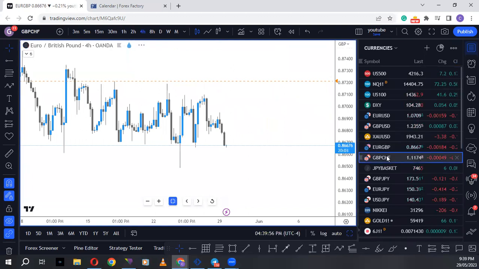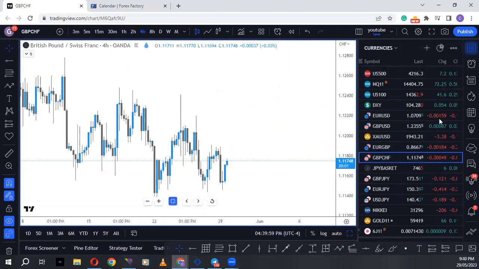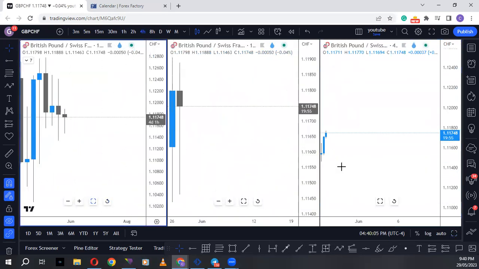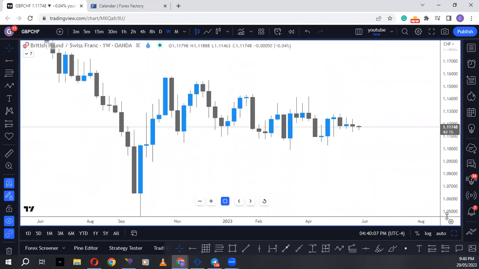Then the next we're going to look at is GBPCHF. The same thing too with GBPCHF, an ugly consolidation. Let's look at it from the weekly. If we look at it from the weekly, you can see it very clearly. It's not going anywhere. It's just back and forth.